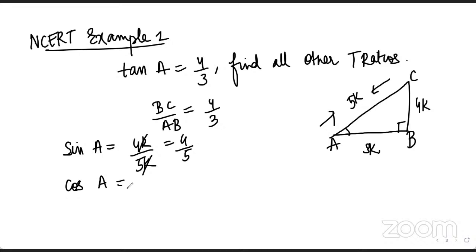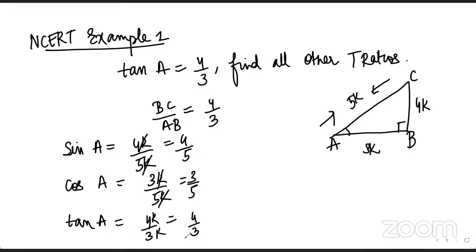The second one I'm interested in finding is cos A. What is my cos A? Cos A is base upon hypotenuse. That is 3K upon 5K, that is 3/5. Tan A is already given to me. That is 4/3, or 4K upon 3K, that is again equal to 4/3.